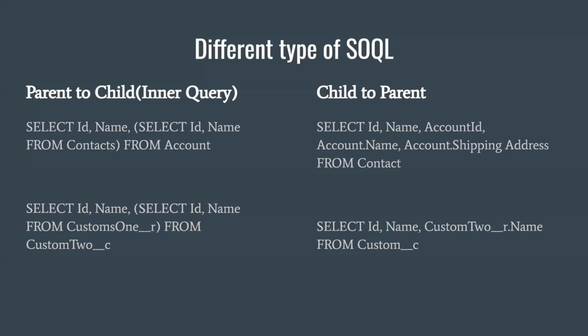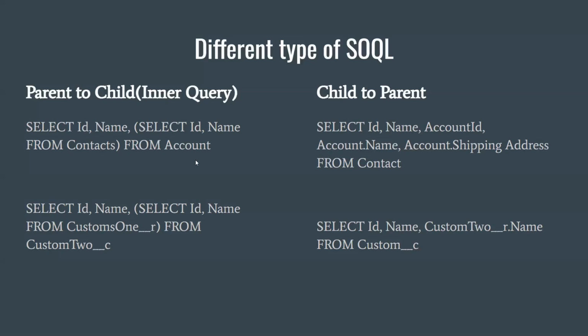For example, if you want to retrieve the contacts related to a particular account, then we will use a SQL like: select Id, Name, (select Id, Name from Contacts) from Account. Remember that this is the plural name of contact, so we use that in the inner query from an account. In this query, Contacts is a relationship name. For a standard object, it will be the plural of the label.